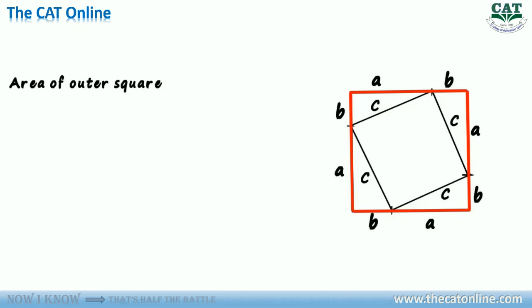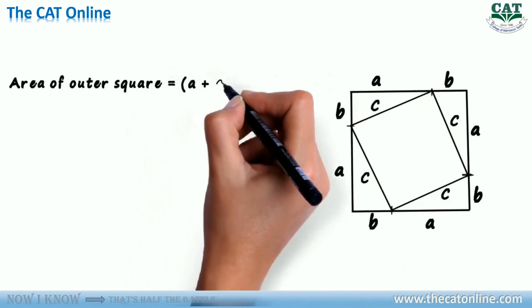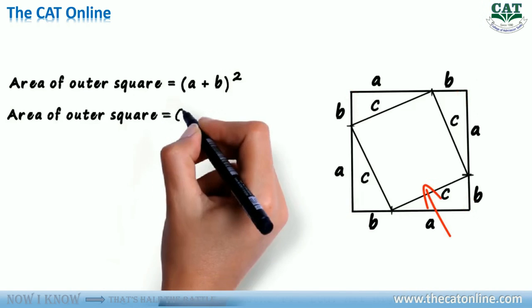The area of the square can be calculated in 2 ways. The first way is side multiplied by side. It can be written as A plus B multiplied by A plus B, which equals A plus B the whole squared. And the area of the outer square also equals the sum of the areas of these 5 parts. The area of this square is C squared.